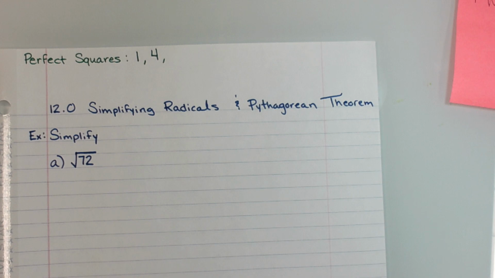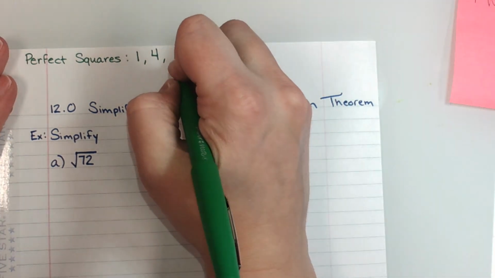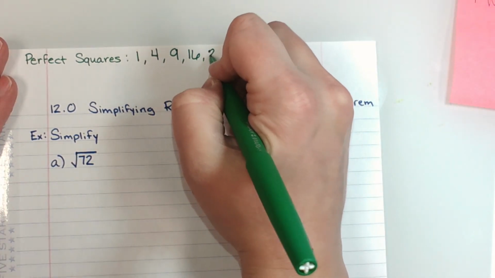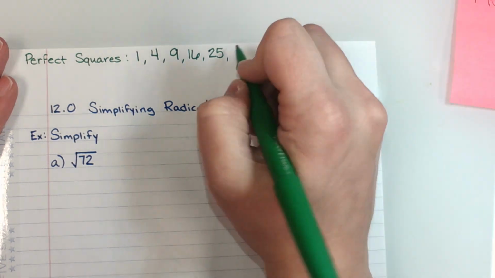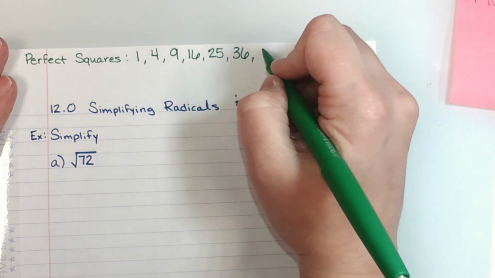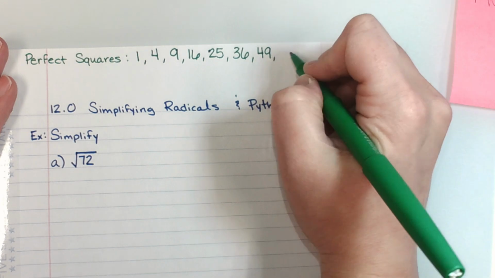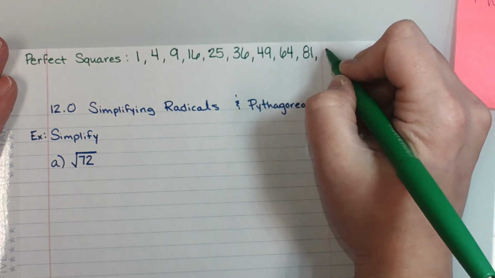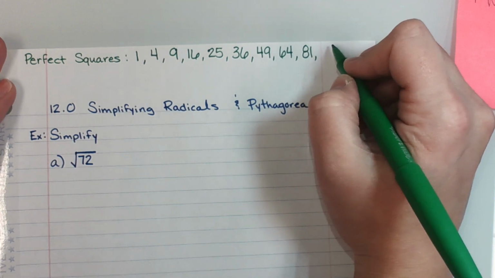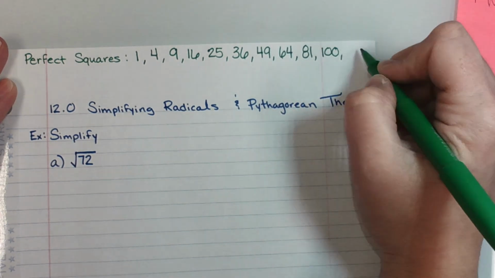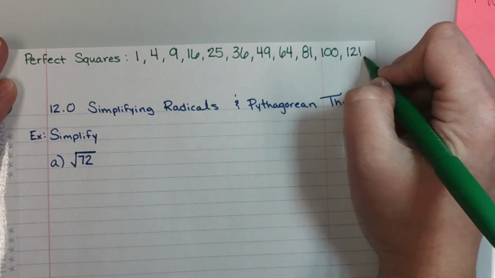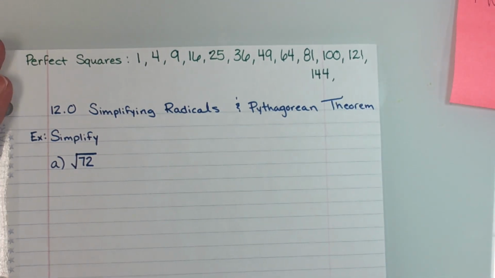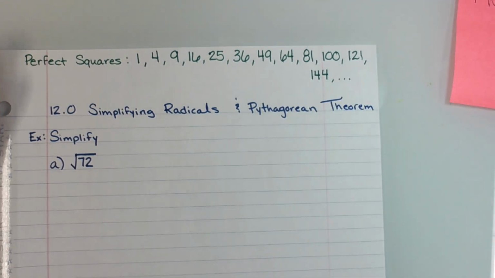What's 3 squared? 9. 4 squared. 5 squared. 25. 6 squared. 7 squared. 8 squared. 9 squared. 10 squared. 100. 11 squared. 121. 12 squared. 13 squared. 169. Generally speaking, you only need it up to 12 squared.